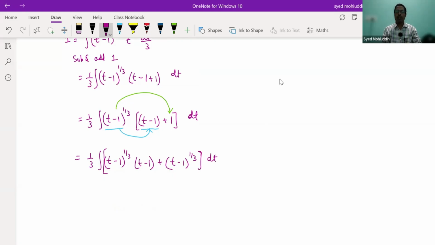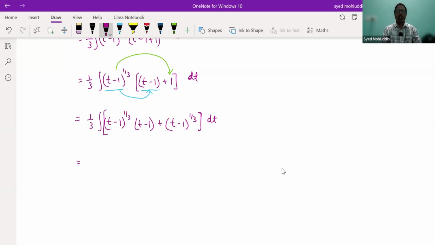into dt. Now since there are two terms over here, I need to apply the integral separately for each term. 1 by 3 integral of t minus 1 whole power of 1 by 3 and this is power 1, so this becomes t minus 1 whole power of 1 by 3 plus 1 into dt. I can multiply, this dt will come inside. So that is one integral, plus again 1 by 3 for the second term, 1 by 3 is outside, integral of t minus 1 whole power of 1 by 3, only one term is there, into dt.